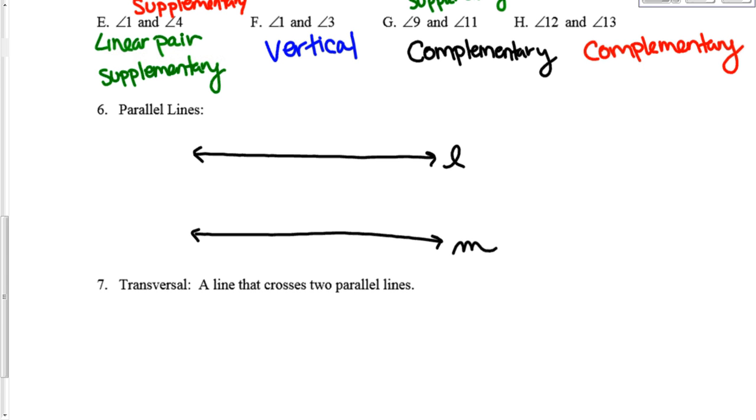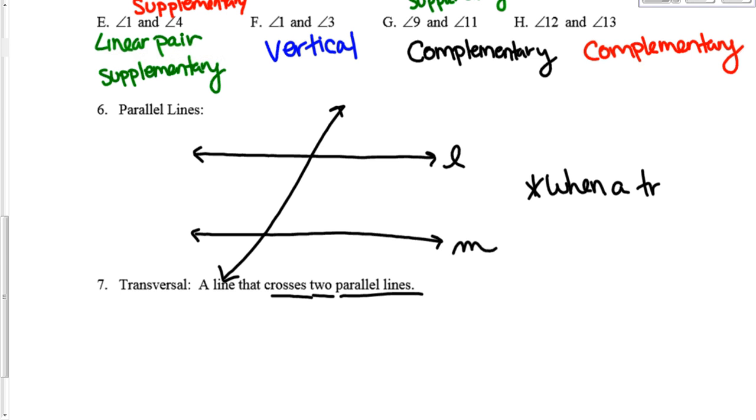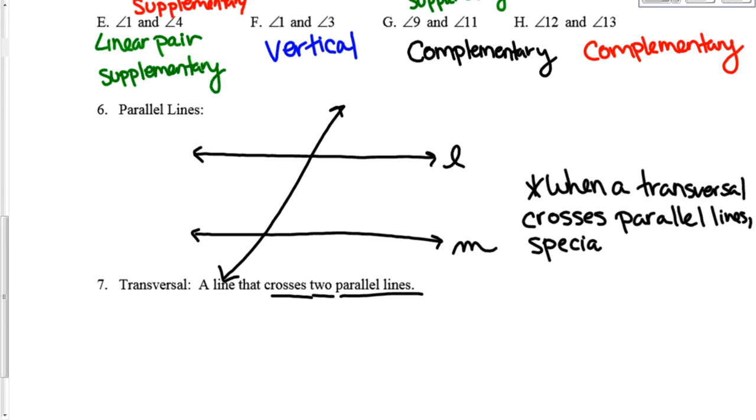So a transversal is a line that crosses two parallel lines. It can be anywhere. So here's an example of a transversal. It's a line that just crosses between them. That is your transversal. And like I said, when a transversal crosses, special angle relationships are formed. Let's jot that down. When a transversal crosses parallel lines, special angle relationships are formed.